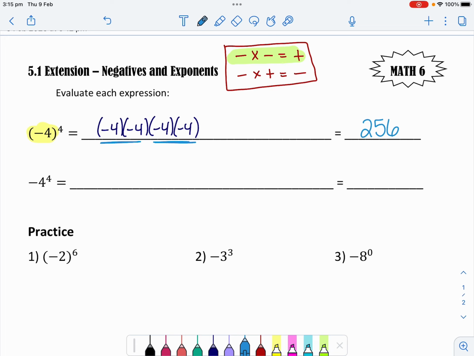Now this second one, this negative 4 to the fourth power, is negative 4 times 4 times 4 times 4. That negative on the outside is not included. It just means the opposite of 4 to the fourth power. So that negative is not included as part of the exponent, and I would just multiply 4 times 4 times 4 times 4, and then take the opposite of that. And that's going to be this bottom one here. This negative times a positive is a negative. If I have one negative times a bunch of positives, I'm going to get a negative answer. So this one's going to be negative 256.